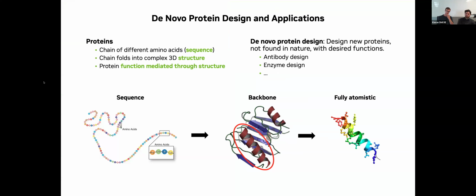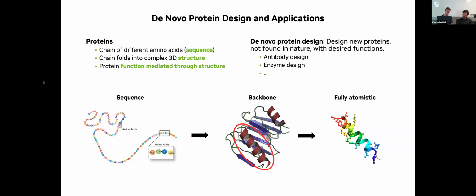So as we said before, proteins are a sequence of amino acids. Each amino acid can take one out of 20 possible values. So it's a discrete variable, the amino acid type. And each amino acid has a bunch of atoms. Some of them are present in all amino acids, so the backbone atoms are present for every amino acid type. But the side chain atoms depend on the amino acid type. So basically, for different amino acids, each residue has a different number of atoms.